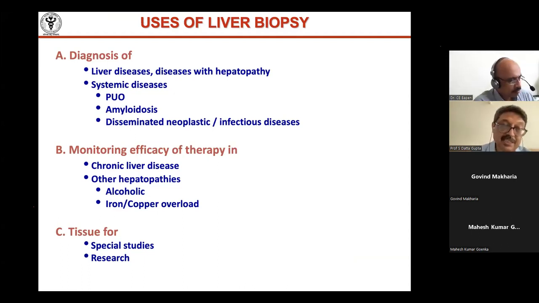So some of the indications have become less over the years, but it's definitely helpful in monitoring efficacy of therapy for other diseases, especially alcoholic liver disease, iron and copper overload.